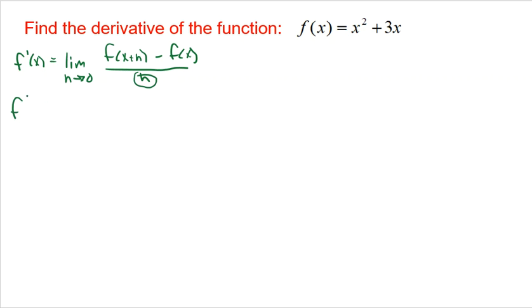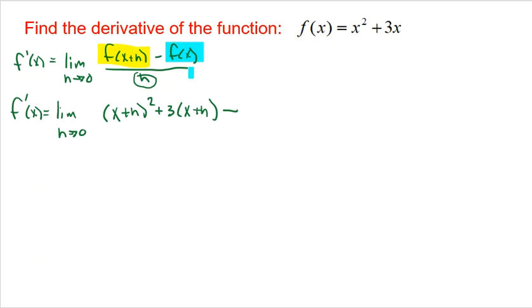So the second step to find the derivative is to evaluate the numerator using the function. And notice you have to rewrite the limit every time. That's what most kids hate. All right, so to evaluate this first part right here, I'm literally going to take x plus h and plug it into the function. So I get x plus h squared plus 3 times x plus h, minus, and now I'm going to evaluate the function right back here. So I'm literally subtracting the function, f of x, which is x squared plus 3x.